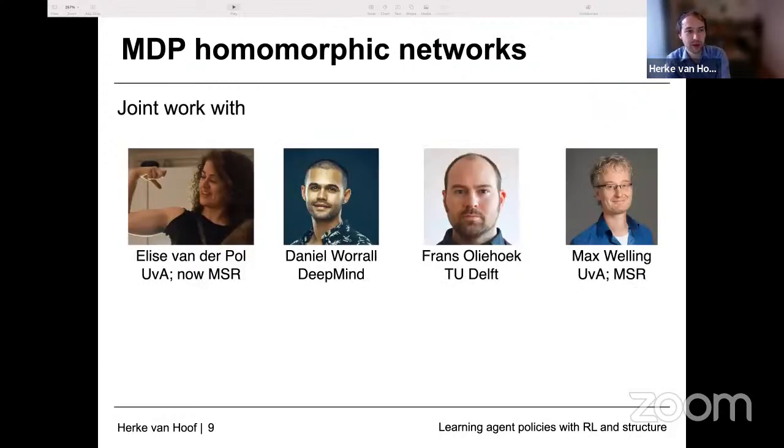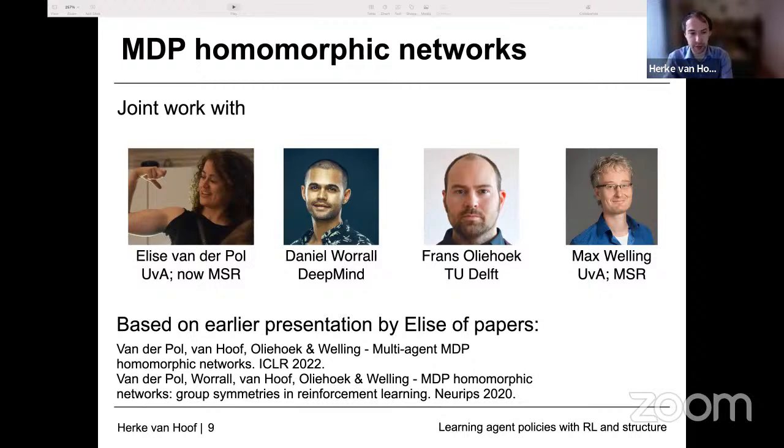So this was about a technique we worked on called MDP homomorphic networks. This was joint work with Elise van der Pol, who was the lead author of this work. She was a PhD student with me, Frans, and Max. She's now with Microsoft Research. The other co-authors are Daniel Worrall at DeepMind, Frans Oliehoek at TU Delft, and Max Welling at the University of Amsterdam and Microsoft Research. The presentation is based on an earlier presentation by Elise of our ICLR paper of this year and an earlier NeurIPS paper.